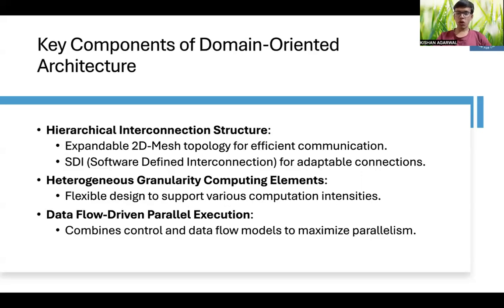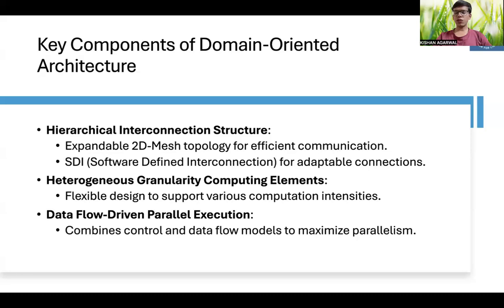Let us discuss the key components of domain-oriented architecture. There are three main key components: hierarchical interconnection structure, heterogeneous granularity computing elements, and data flow-driven parallel execution. First, the hierarchical interconnection structure: an expandable 2D mesh topology for efficient communication, and SDI, that is software-defined interconnection, for adaptable connections. Next comes heterogeneous granularity, a flexible design to support various computation intensities. Next, data flow-driven parallel execution.